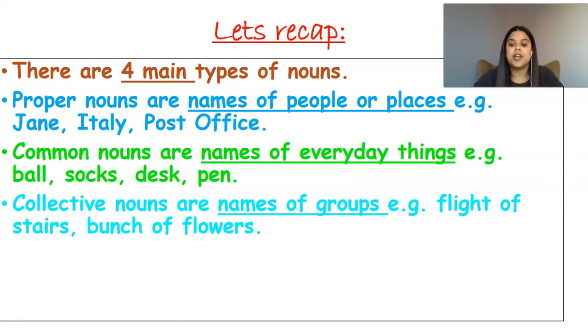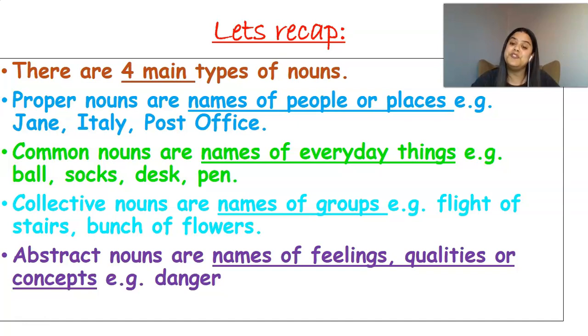Collective nouns are names of groups. For example, a flight of stairs. So some of you have been walking upstairs and I don't know if you've ever wondered, I wonder what these groups of stairs are called. Well, now you know, grade 4s, they are called a flight of stairs or a bunch of flowers. Sometimes you'll see someone giving someone a bunch of flowers, and now you know, we say one flower, a bunch of flowers.